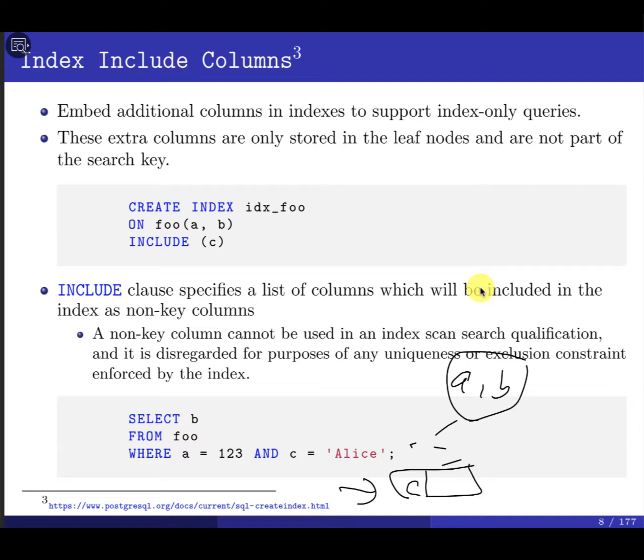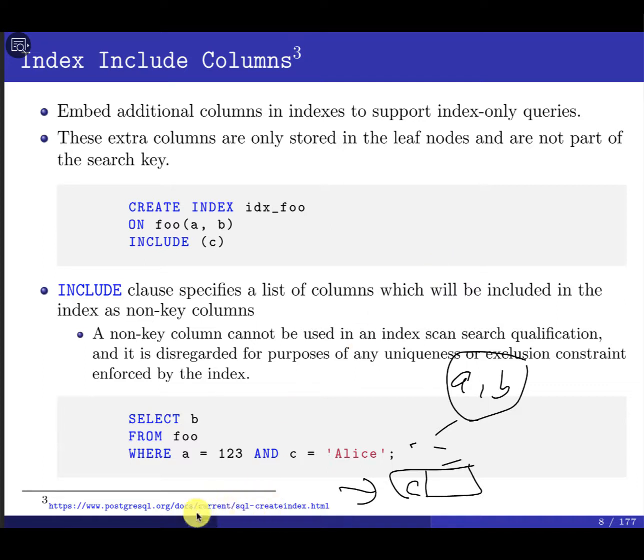When I have a where clause, I'm not going to use C in order to navigate my way, or use it in the search to decide whether to go left or right until I reach the leaf node. So it's not going to be part of the search key that I'm going to store in the inner nodes. That's what you call an included column.